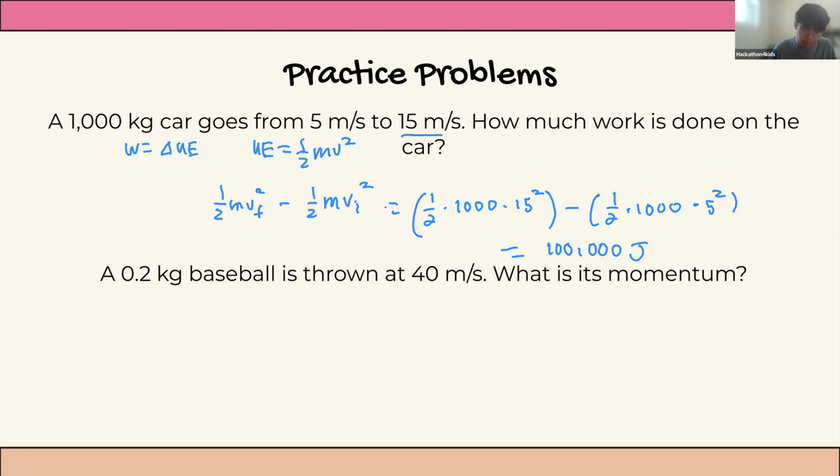Okay, so our next question is a 0.2 kilogram baseball is thrown at 40 meters per second. What is the ball's momentum? It's a bit more simple than our last question. Remember, momentum is mv.